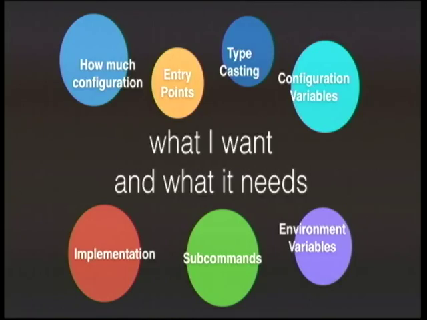Something that's important to me is how much configuration is required. Obviously, I don't want that much configuration. How many entry points? That means how many places do I have to update in order to make one change? Typecasting, can it do it for me? Configuration variables, can I have all of my defaults set inside of a file somewhere and not have to manually type them in every single time? Same thing with environment variables. Can I just stick them in the environment and have the defaults there? Subcommands, which I somewhat mentioned with Git, and implementation, just the way that they actually added it to functions.